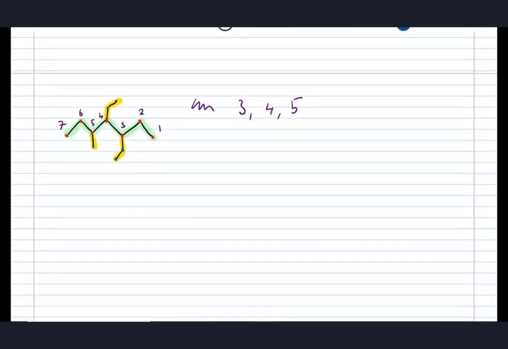Okay, so sticking with purple, we have 3 ethyl. That's this side branch here. We have 4 ethyl. And we have 5 methyl.